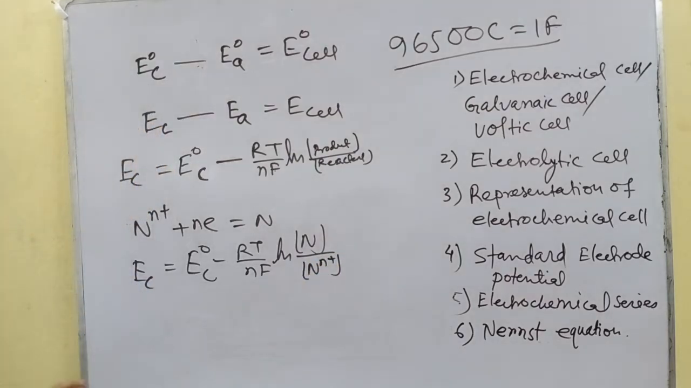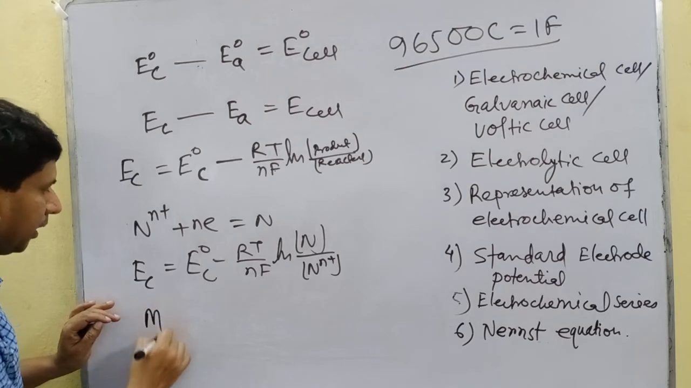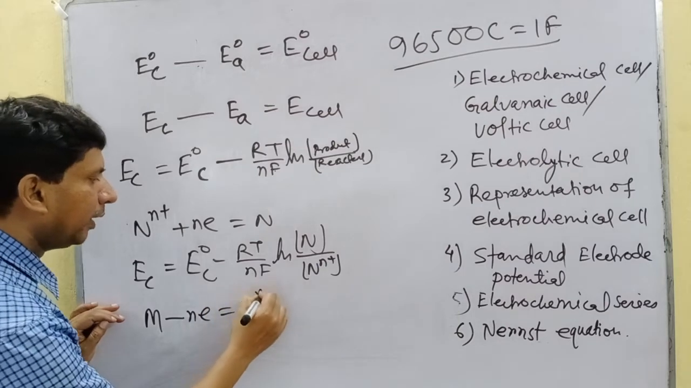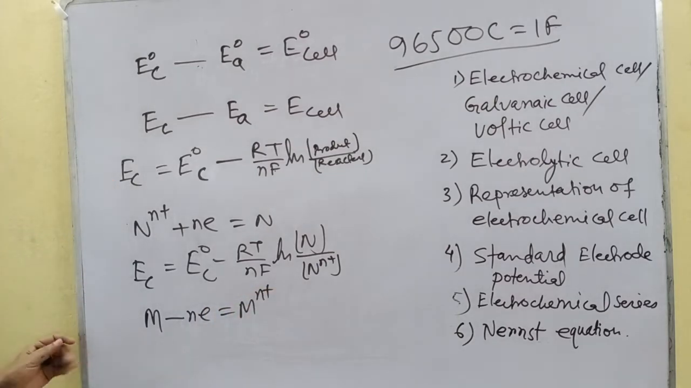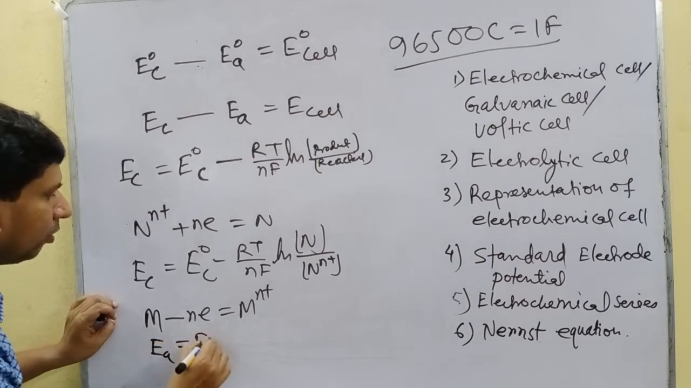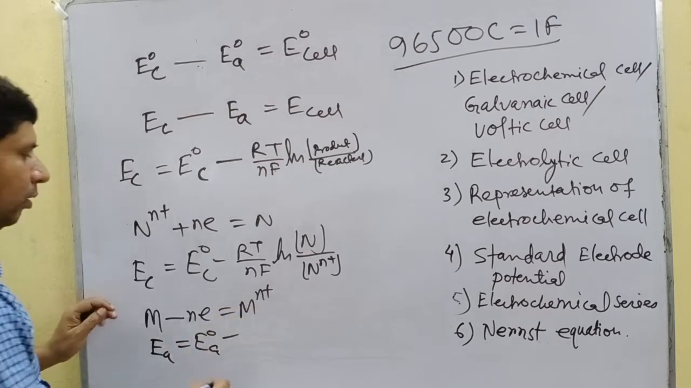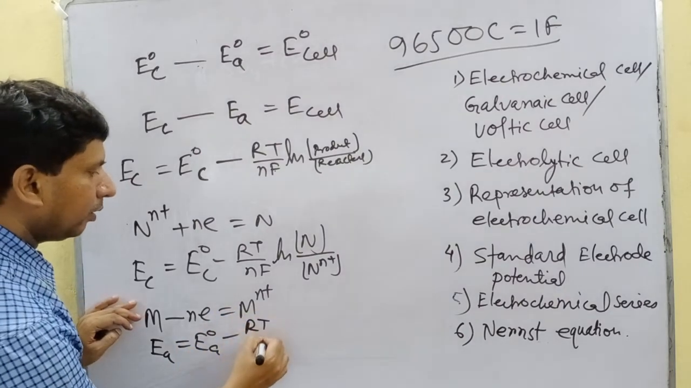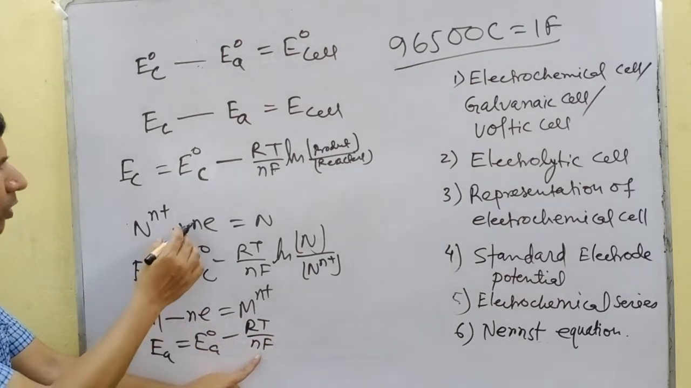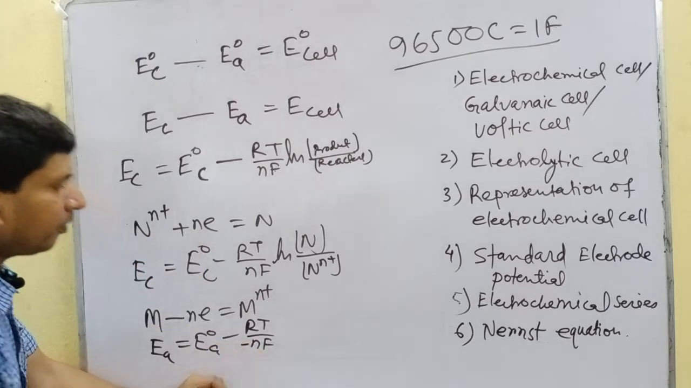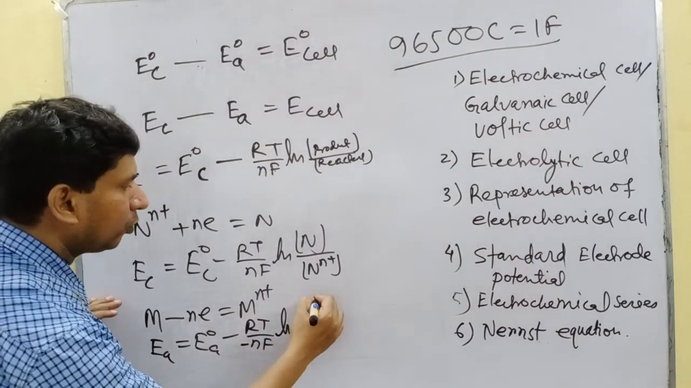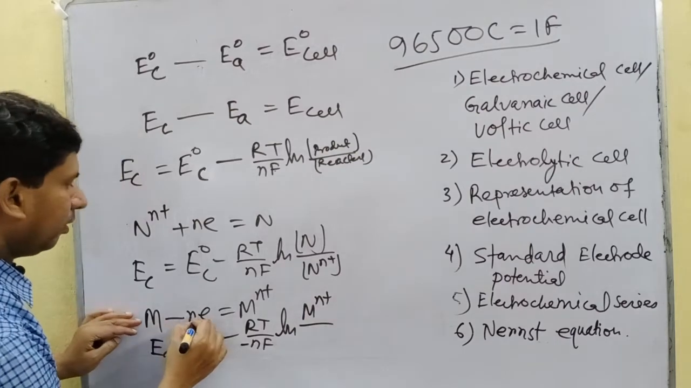Okay, now in anode reaction, if M donates n number of electrons and M to the power n plus is formed, then what happens here? E anode equal to E0 anode minus RT by nF. Here n was positive before, here n is actually negative, so negative nF ln product, means here M to the power n plus divided by M.